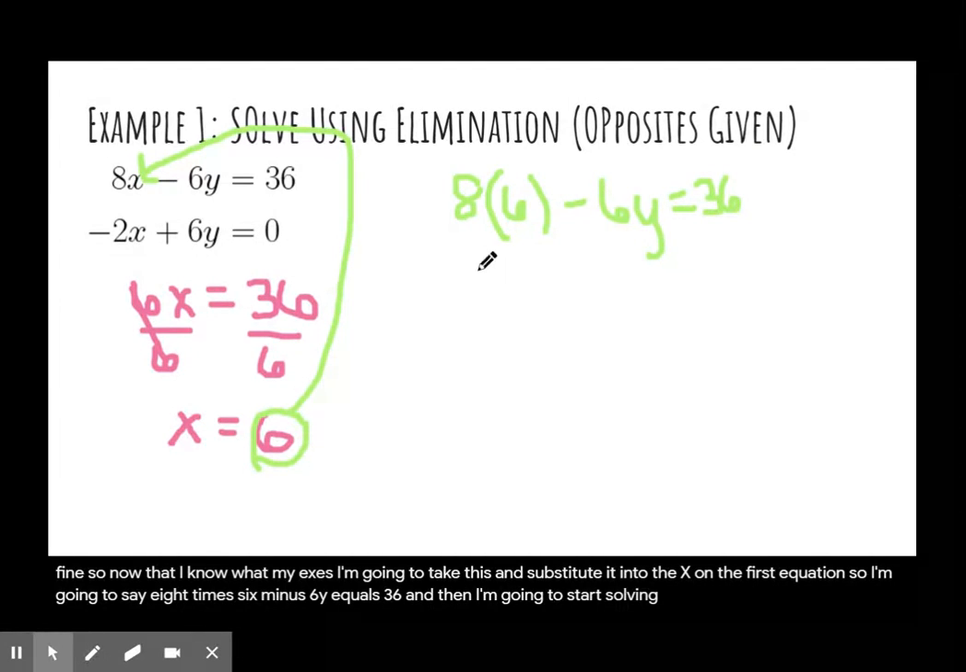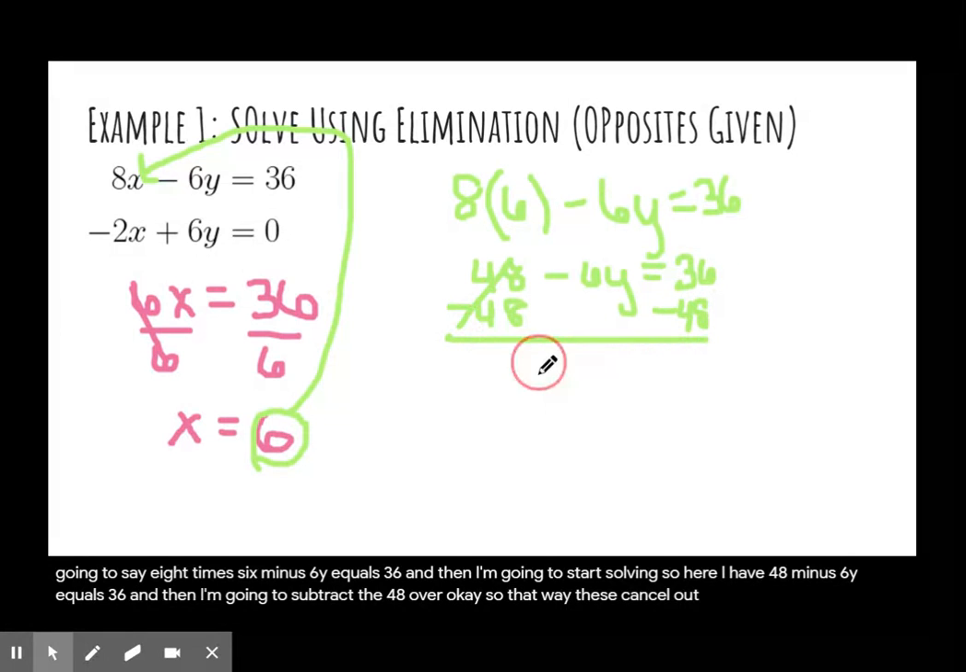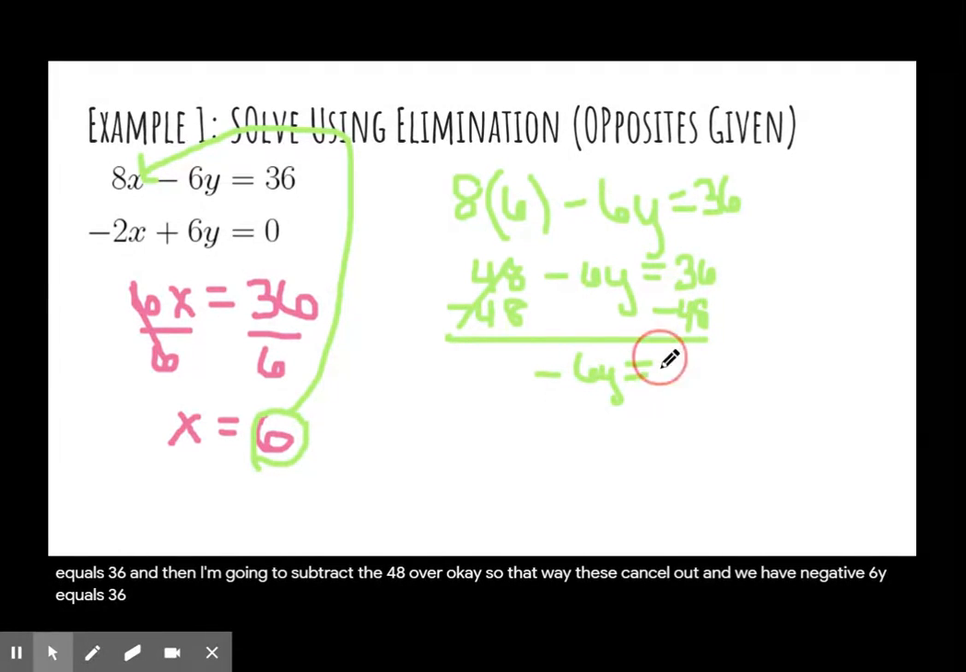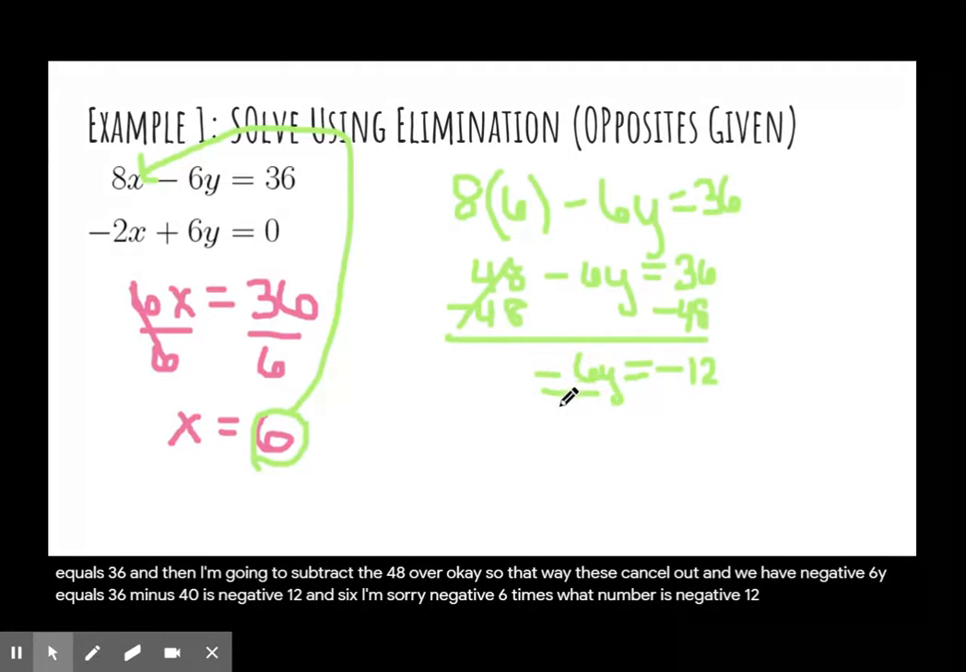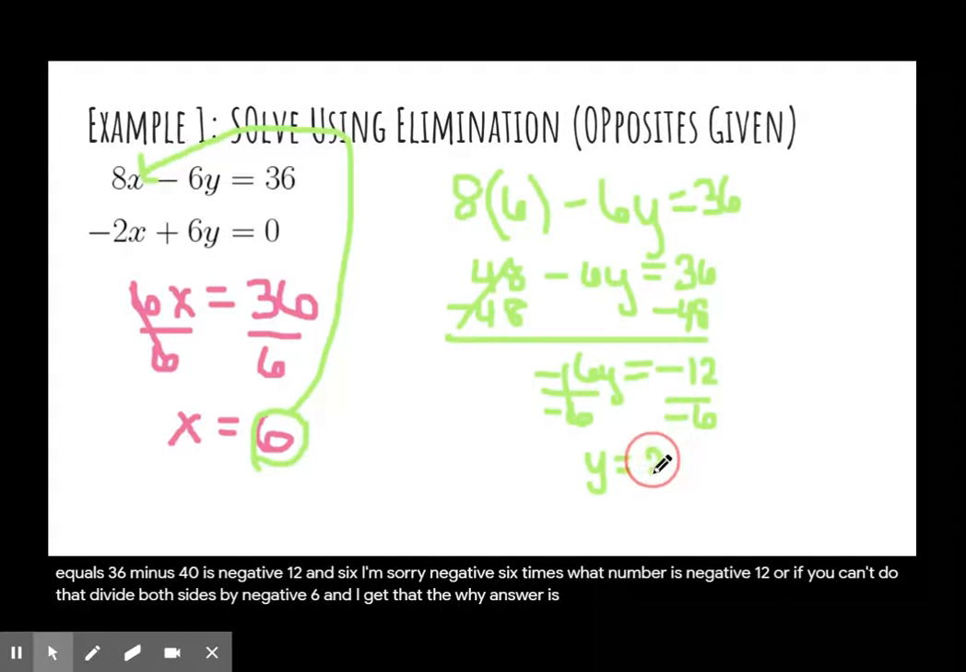And then I'm going to start solving. So here I have 48 minus 6y equals 36. And then I'm going to subtract the 48 over. So that way these cancel out, and we have negative 6y equals 36 minus 48 is negative 12. And negative 6 times what number is negative 12? Or if you can't do that, divide both sides by negative 6. And I get that the y answer is positive 2.